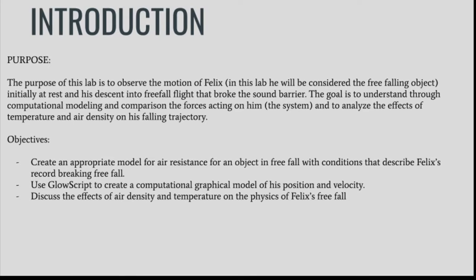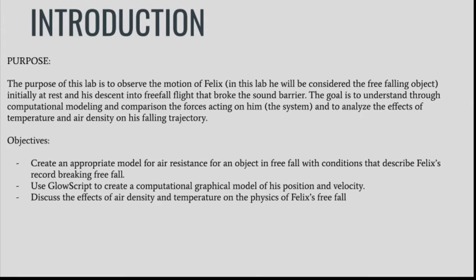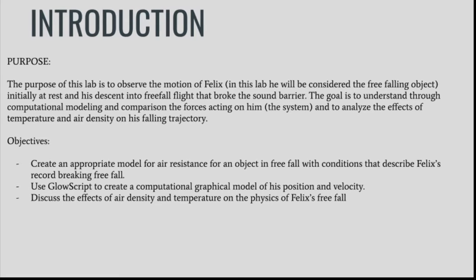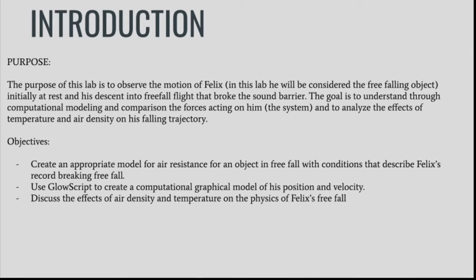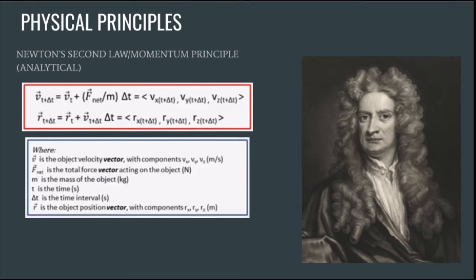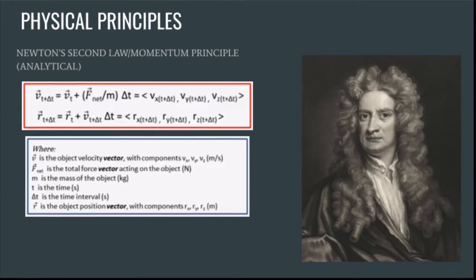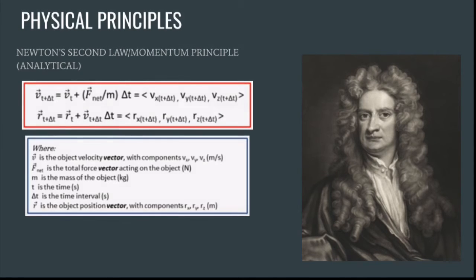The overall objectives are to create an appropriate model for air resistance for an object in freefall with conditions that describe Felix's record-breaking freefall. Also, an objective is to use GlowScript to create a computational graphical model of his position and velocity, and then to also discuss the effects of air density and temperature on the physics of Felix's freefall. The physics principles being used in this lab consist of Newton's second law, also known as the momentum principle, in both an analytical as well as computational sense.